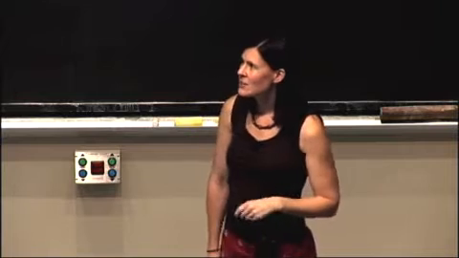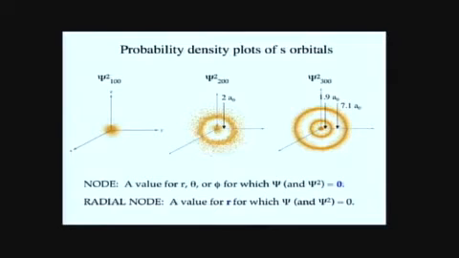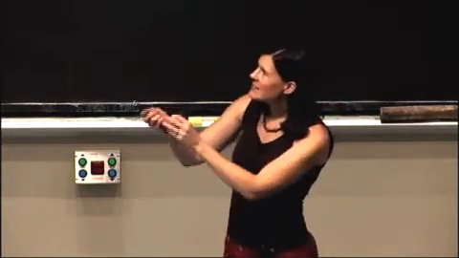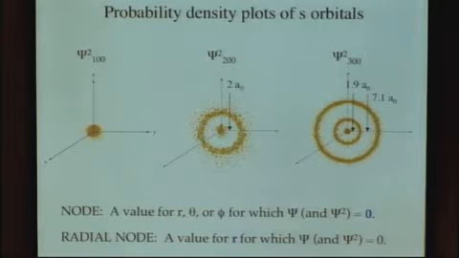We can also specify what kind of node we're talking about. We'll introduce angular nodes in the next course, but today we're just going to be talking about radial nodes. And a radial node is a value for r at which psi, and therefore also the probability psi squared, is going to be equal to 0. So when we're talking about an s orbital, since there is no angular dependence and it only depends on r, every single one of our nodes is going to specifically be a radial node, right? Because this 2a0, for example, is a value of the radius, no matter which way you go around, at which there's going to be a node, with 0 probability density of finding an electron there.